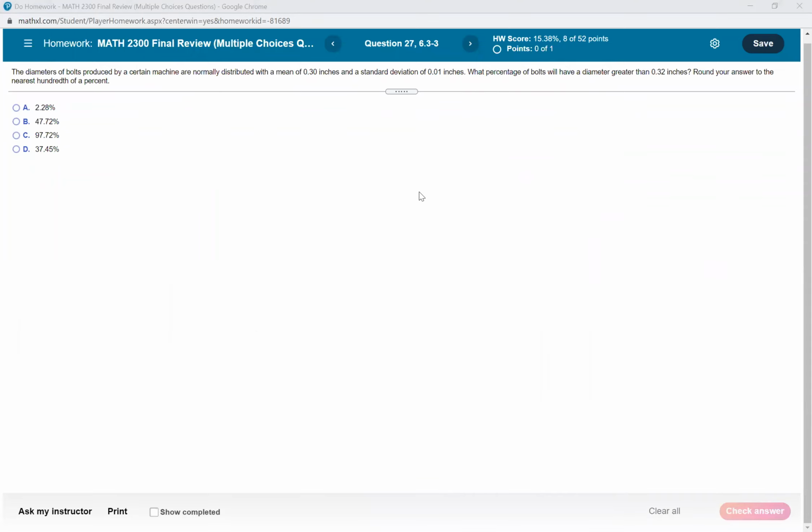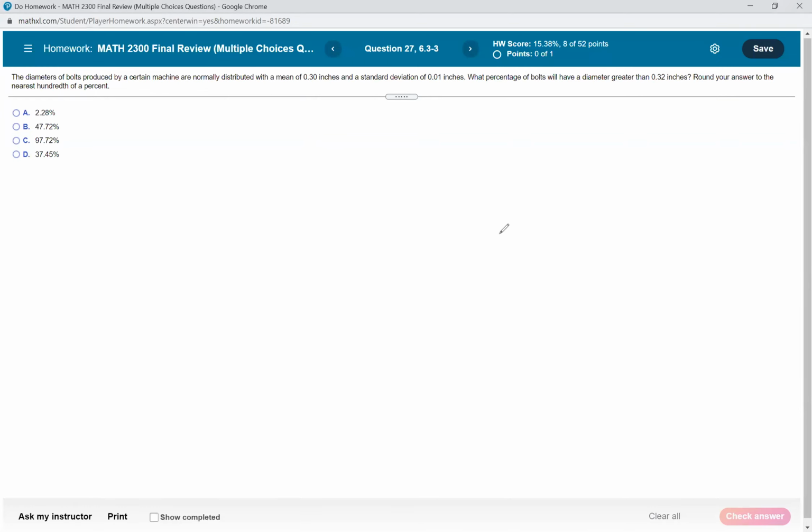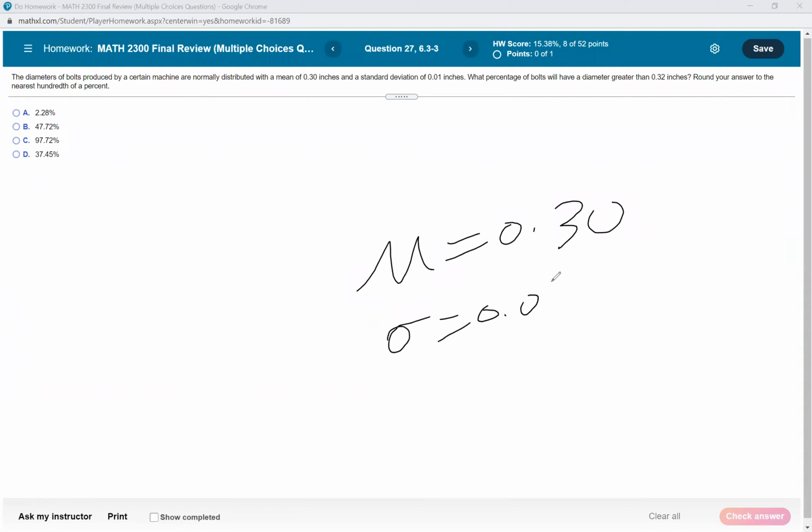Okay, so the diameters of bolts produced by a certain machine are normally distributed with a mean of 0.30 inch and the standard deviation is 0.01. So the mean mu is 0.30 and standard deviation sigma is 0.01.